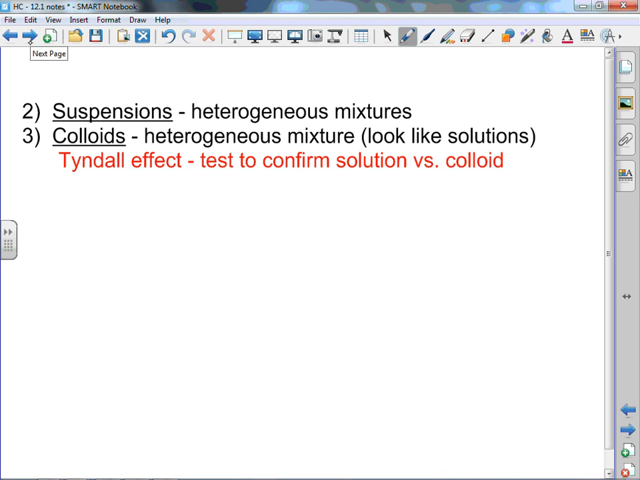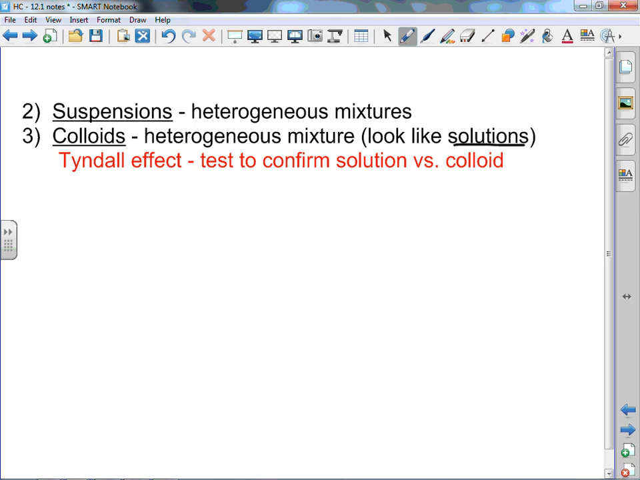The other two types of mixtures, which are not homogeneous, are suspensions and colloids. Suspensions, those are kind of the normal things we think of, like oil and water. We shake it up, it stays mixed for a while, but eventually it separates. A jar of M&Ms aren't going to be evenly mixed. Colloid is the same thing, except the colloid's kind of tricky. It actually does look like a solution.